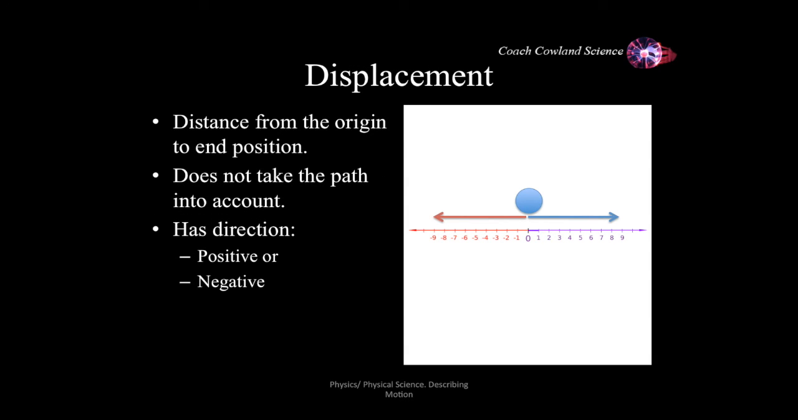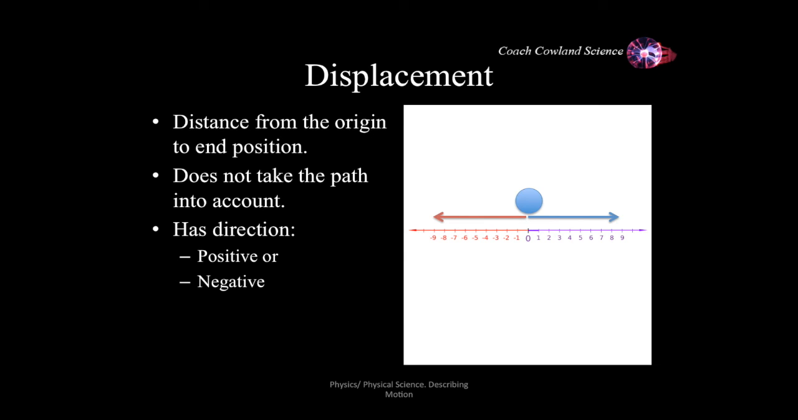So the displacement is the distance from the origin, from where you started to where you ended up. It doesn't take into account the path that moved. All it looks at is which way you went, and therefore it has direction, and where you start and where you end. Now, because it has direction, it means that the displacement can be either positive or negative. This is the key difference between velocity and speed, is that one was a scalar, the other is a vector.